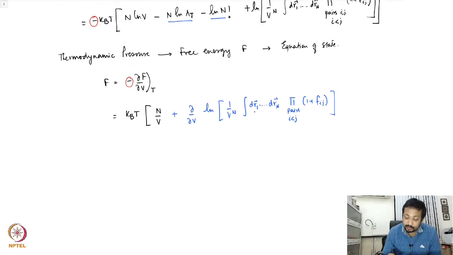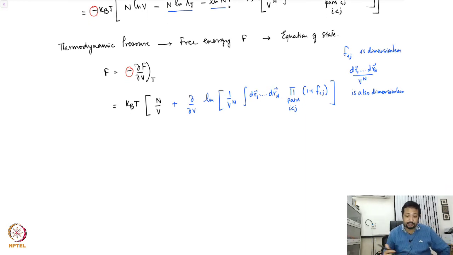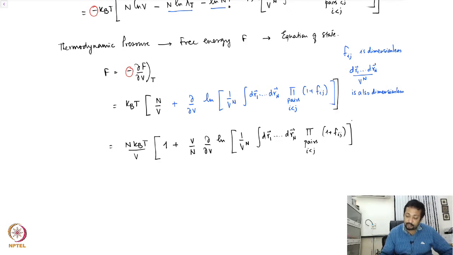Now you also have to note one thing, that fij is dimensionless, and dr1 ... drn divided by V to the power n is also dimensionless. So this makes the picture very consistent. One does not have to worry about dimensions at every step of the calculation. N kBT over V. If I take this outside, this becomes V over N del del V of ln of 1 over V to the power n, integral dr1 all the way up to drn, product over pairs i less than j of 1 plus f of ij, and then we close the bracket.